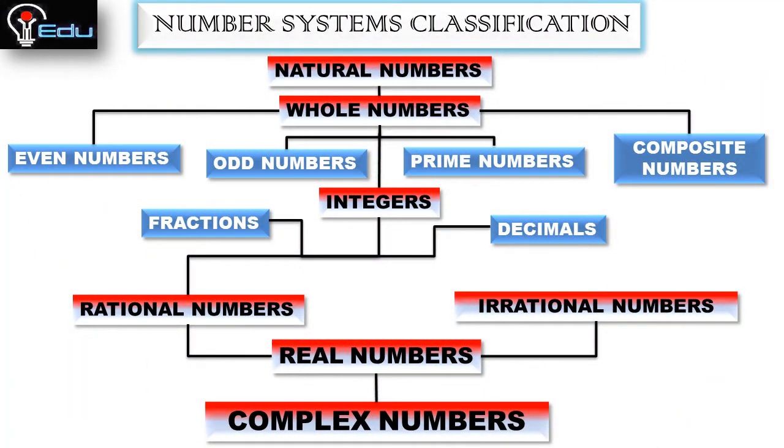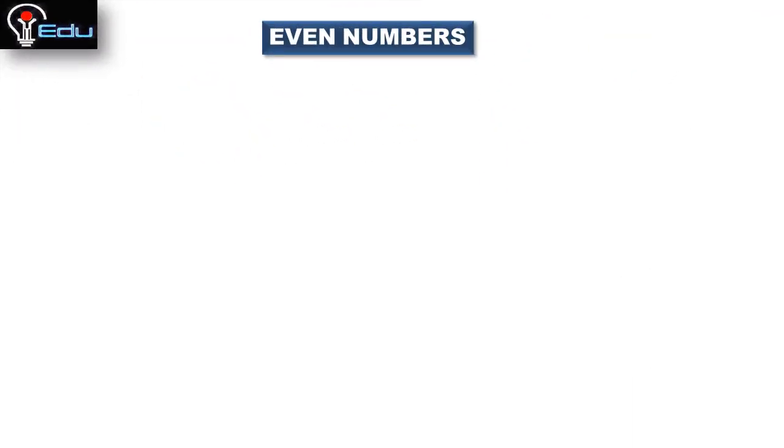So number systems classification we have seen in earlier part 1, and till now we have completed natural numbers and whole numbers. Now we will see even numbers, odd numbers, prime numbers and composite numbers. Even numbers first.